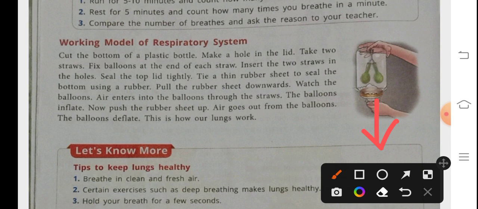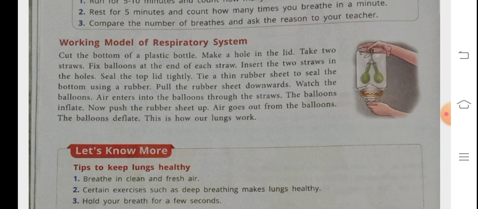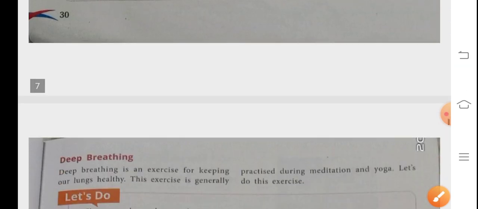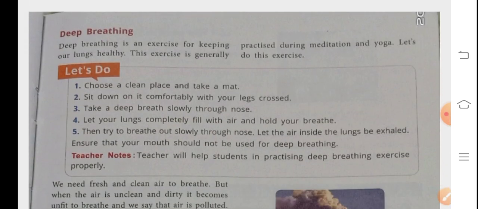What will happen? At that time air enters through the straw and the balloon size increases, it inflates. Now push it back, the air comes out. Now it deflates, meaning it comes back to the original size. This is how the lungs actually work. Next, deep breathing is a good exercise. By doing deep breathing, the lungs will be healthy.